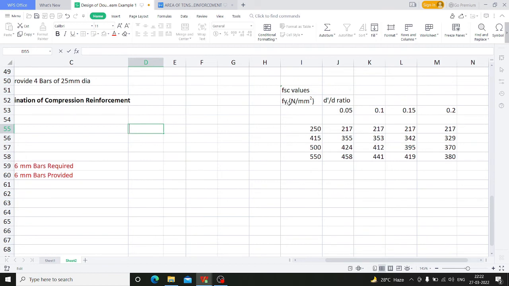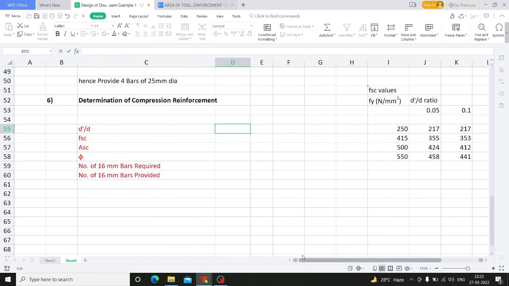FSC depends on two factors. It depends on grade of steel, and it also depends on D dash by D ratio. So to find FSC we have to calculate the value of D dash by D. When you are calculating the value of D dash by D, you need to take care that the value of D dash by D should be only in this range. You must get the exact value of D dash by D to take out the FSC value. You should be getting 0.05, 0.1, 0.15, 0.2, in that range.